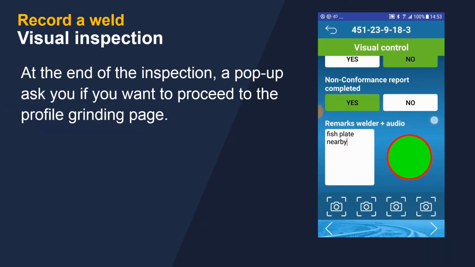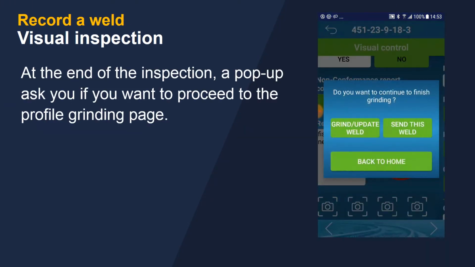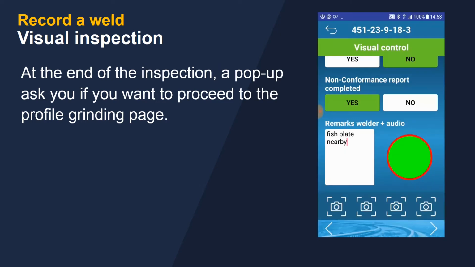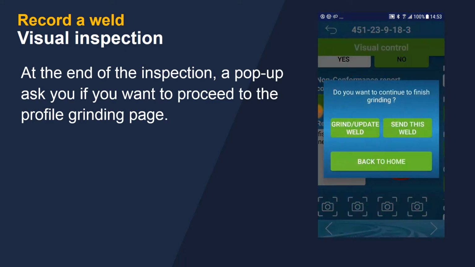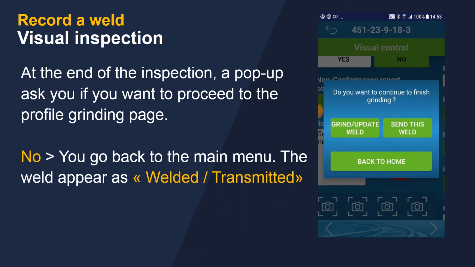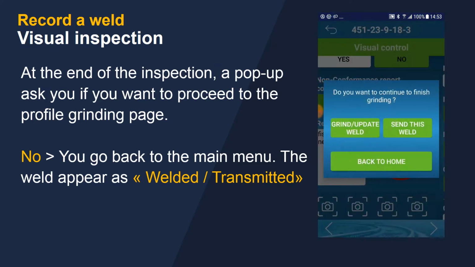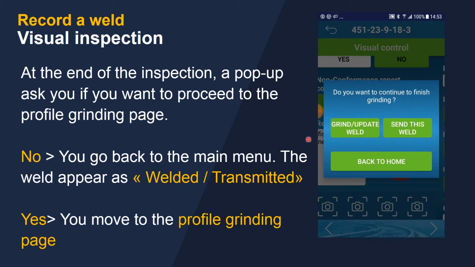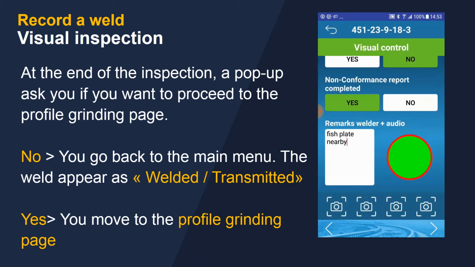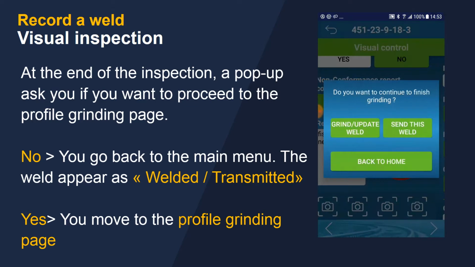At the end of the inspection, a pop-up asks you if you want to proceed to the profile grinding page. If the profile grinding is done another day, click on No. You go back to the main menu. The weld will then appear as welded and transmitted. Your supervisor will be able to see your weld record on the monitoring dashboard. If you choose Yes, you access the profile grinding screen.